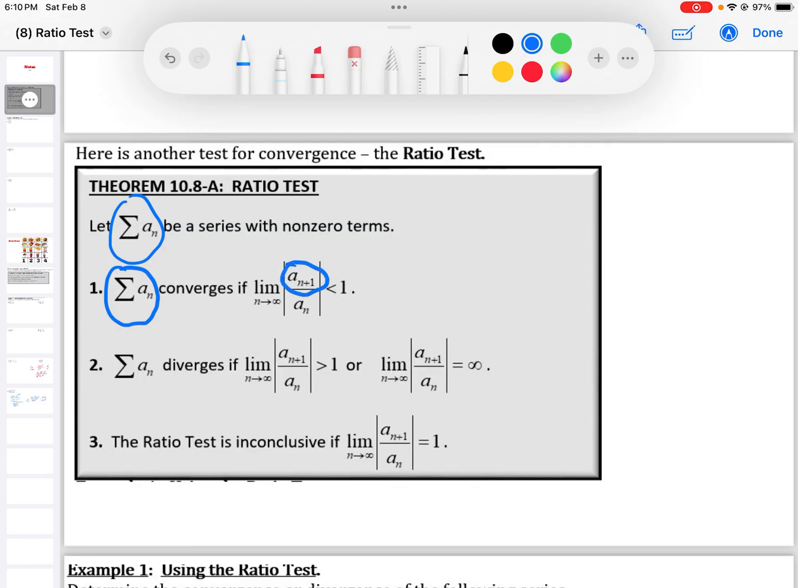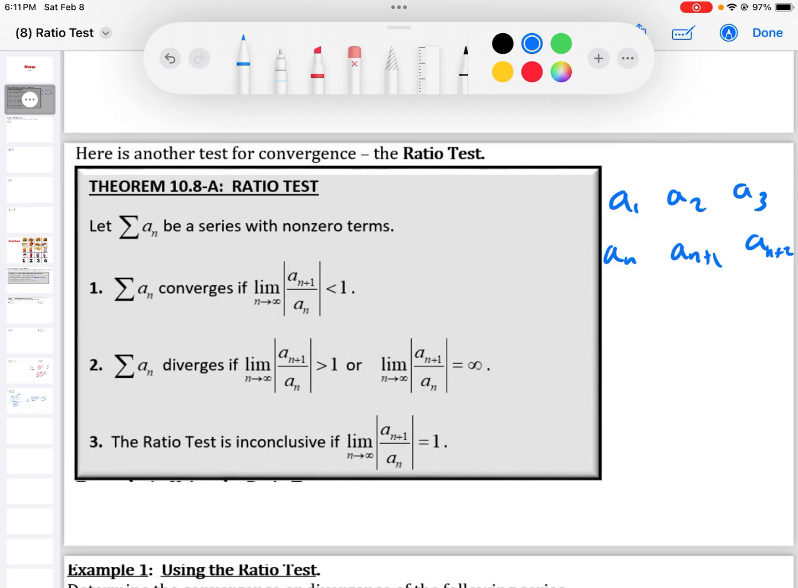So let's think of a sub n as the current term, and a sub n plus 1 would be the next term. If I had a sequence a sub 1, a sub 2, a sub 3, this is a sub n, this would be a sub n plus 1, this would be a sub n plus 2 if we said n was equal to 1. So it's the limit as n goes to infinity of the next term over the current term. And if that's less than 1 in absolute value, then that series is going to converge.